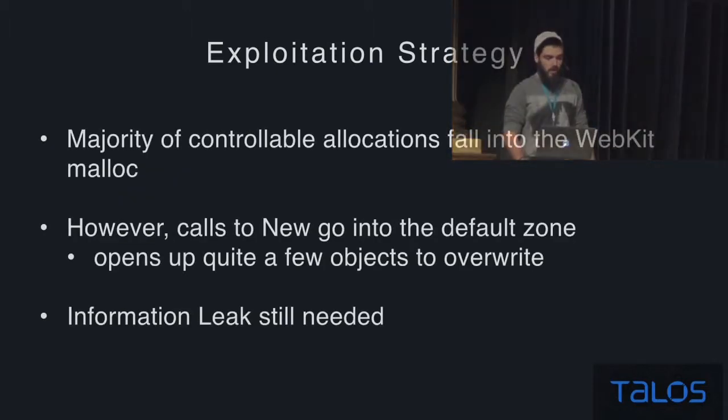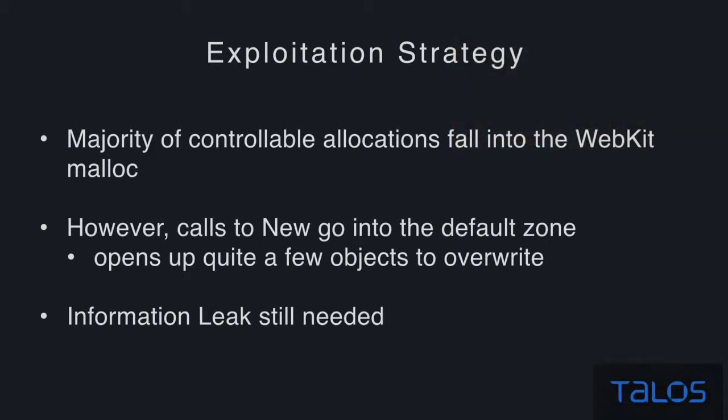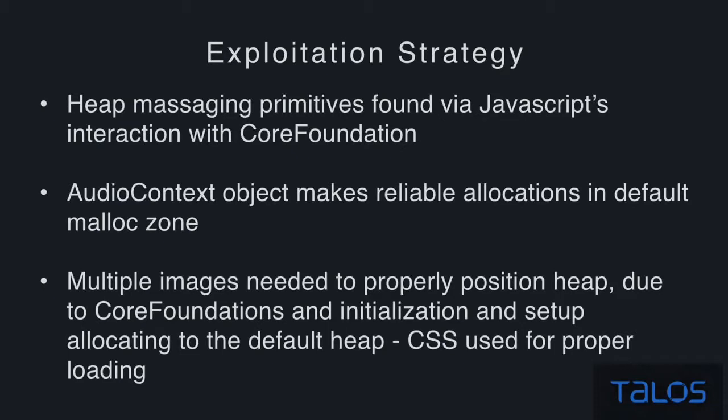Almost every allocation you control from JavaScript goes into WebKit. But on OS X, a good portion of the calls to new are going to go into our default zone. This opens up objects for us to overwrite, and a way for us to start to massage our heap a little bit. At this point, we still need an information leak. We found some heap massaging primitives via audio context. With audio context, you can allocate 3, 4, 5 quantum allocations, and you can position your heap pretty effectively.